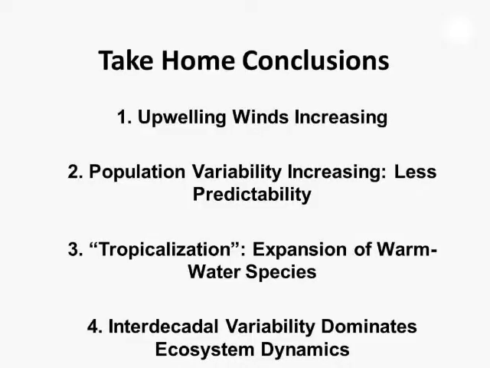So, take-home conclusions in terms of the science that we have so far. Upwelling winds are increasing. Population variability is increasing. And what that means from a management or policy perspective is there's less predictability in the system. That means it's going to be more difficult to manage. There is some evidence, although it's fairly limited, of tropicalization, if you will, of the community, the expansion of warm water species. And so far, at least, the interdecadal variability is dominating the dynamics.